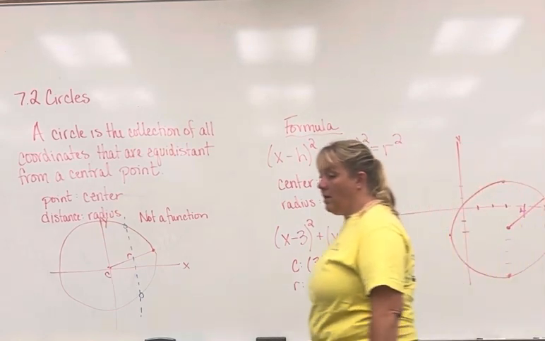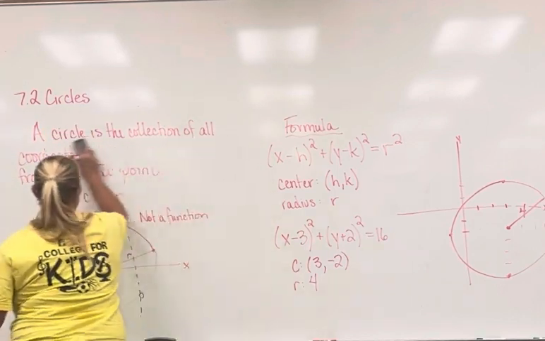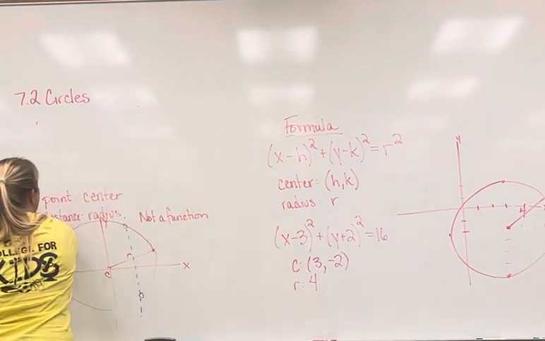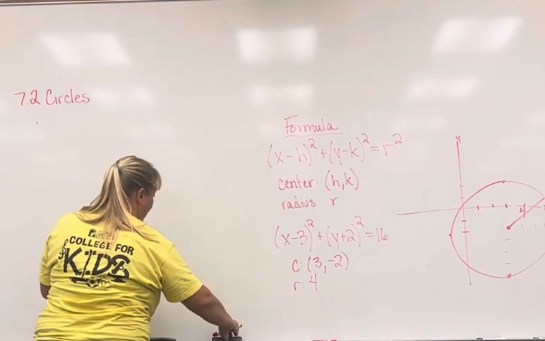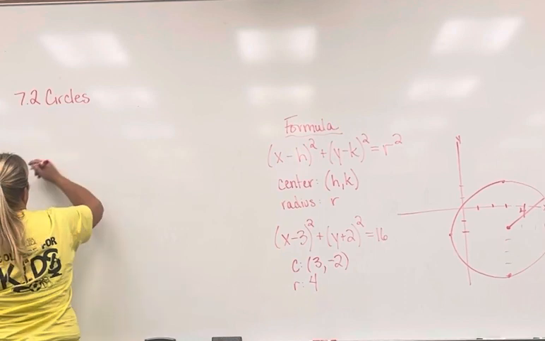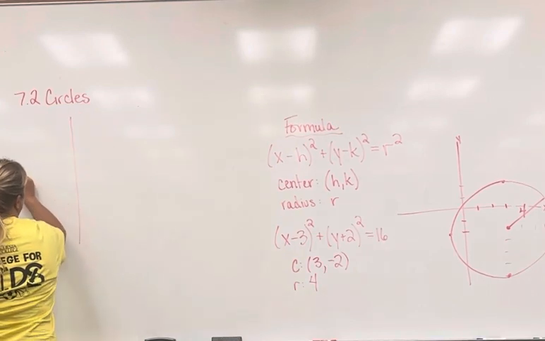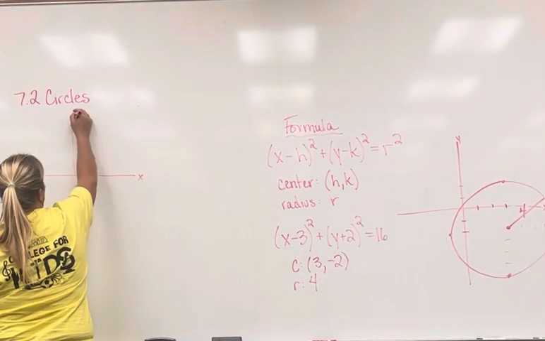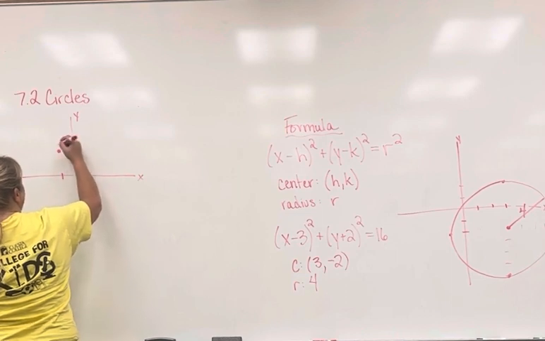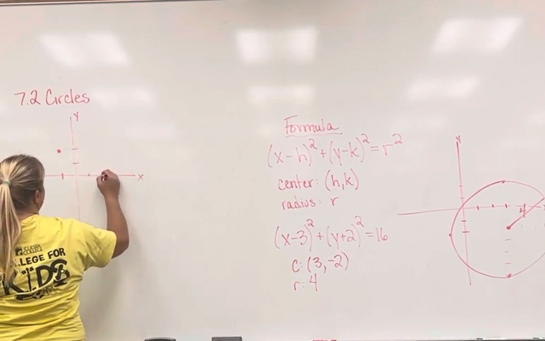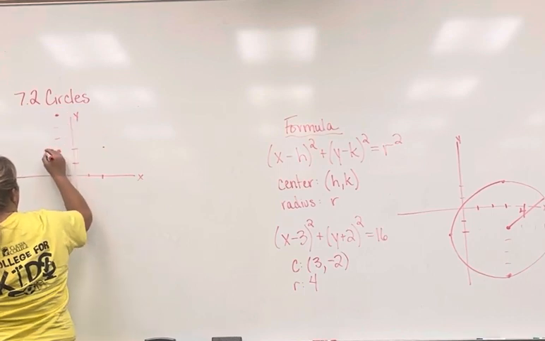It's there forever. Something else I might do, or when you're asked a question about circles, is they will give you a circle and ask you to write the formula. So let's say that I gave you this guy. Let's go over 1, up 2. So we're going right there for our center, and we'll go there, there.